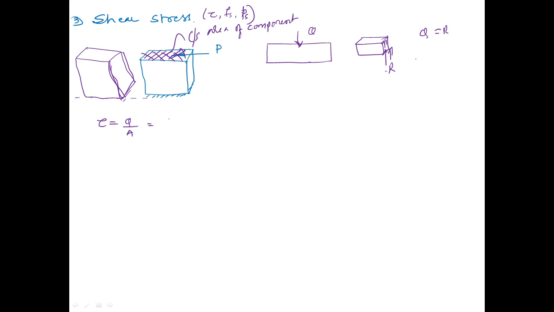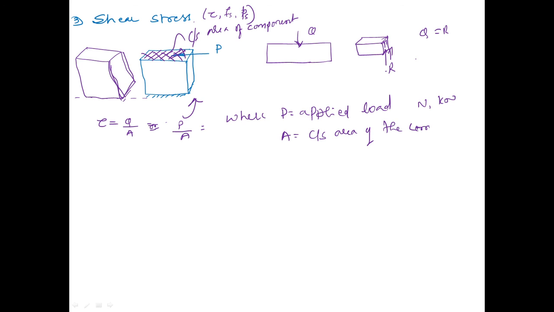Q by A. So if you look at this particular example, this is P by A, where P is the applied load either in Newton or kilonewton, and area is the cross section area of the component, in terms of meter square or mm square.